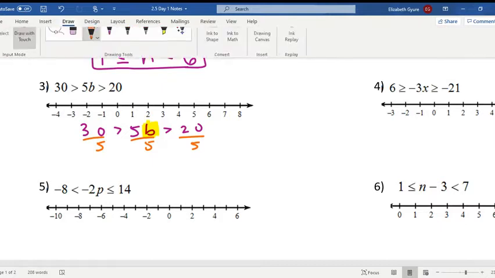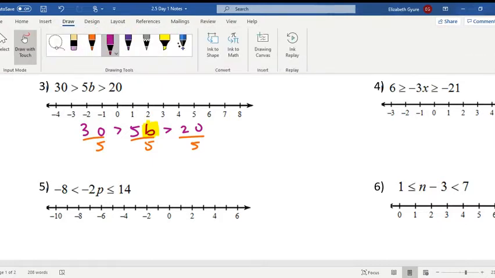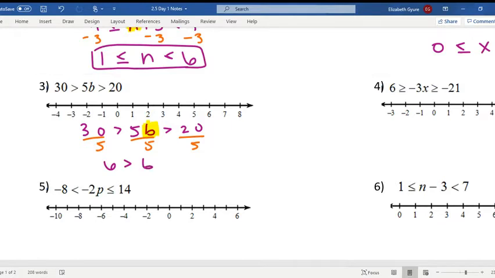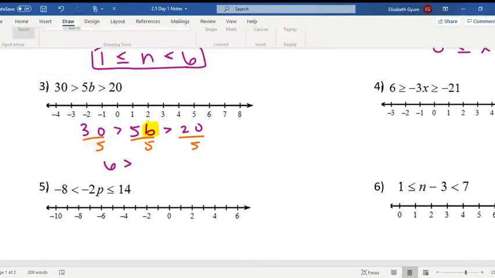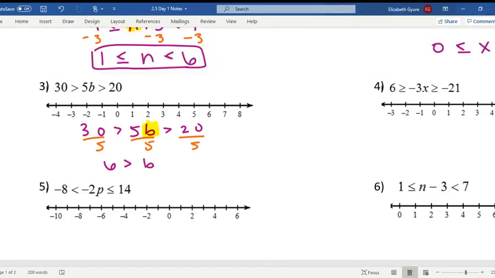Okay, so then let's simplify. What's 30 divided by 5? 6, good. Is greater than b. Oh, I don't like that because the 6 kind of looks like a b and vice versa. I don't like using b as a variable. Yeah, and then 20 divided by 5 is 4. Okay.